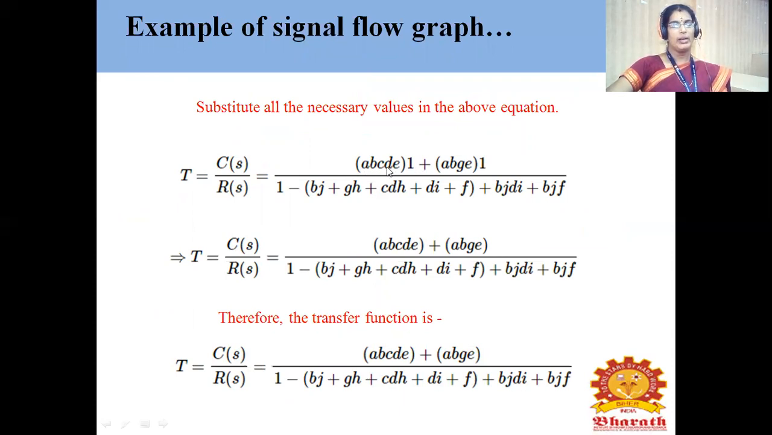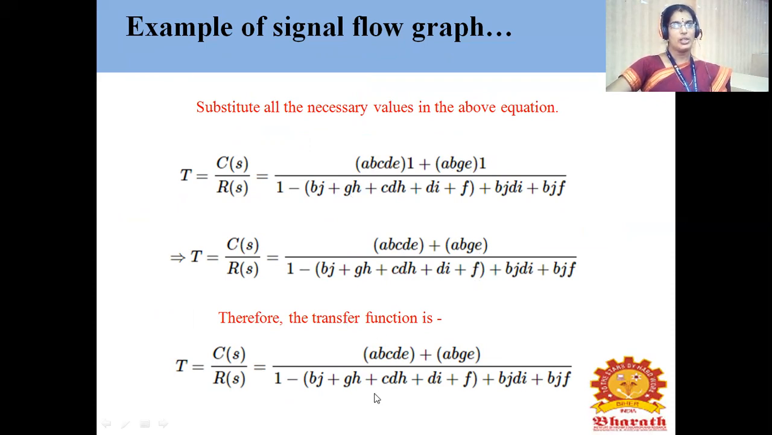This is P1 gain product. This delta 1 is 1. This is P2 gain product. The delta 2 is equal to 1 divided by 1. This whole term represents the delta which we have calculated in step 4. Okay, so now if you multiply with 1, the same gain products will be obtained here.